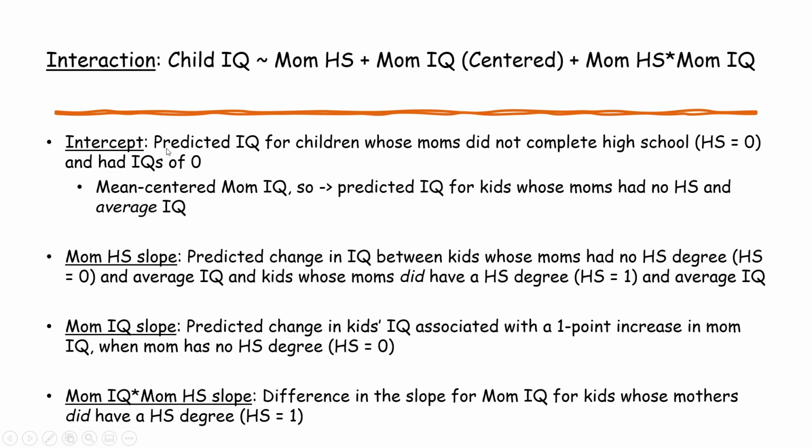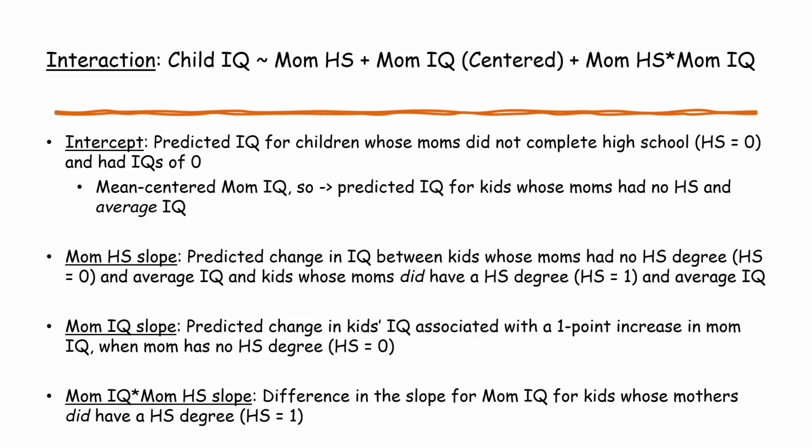So the intercept, when you have an interaction term, represents the predicted IQ for children whose moms did not complete high school and had IQs of 0. In other words, the intercept is your predicted outcome value when both of your predictors are 0. Because we mean-centered mother's IQ, this is the predicted IQ for children whose moms had no high school and average IQ. And this is one of the reasons why mean centering can be powerful, right? Because now this intercept is actually interpretable. This is now the predicted IQ for kids whose moms didn't graduate high school and had average IQ, because no one has an IQ of 0.